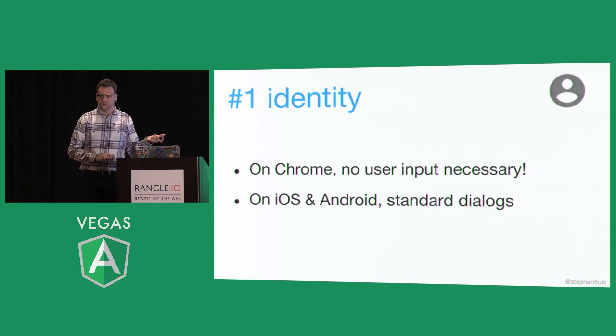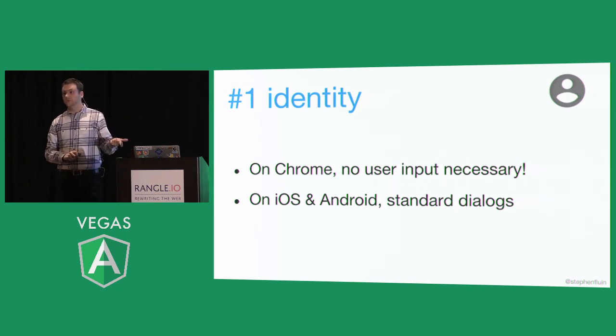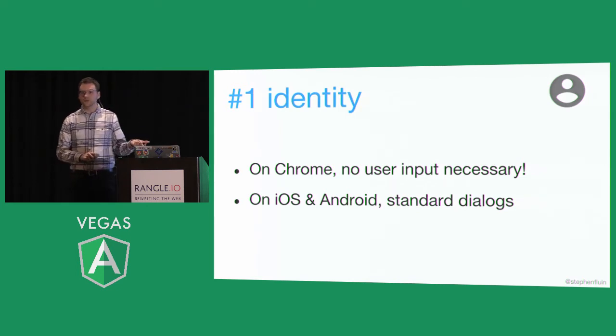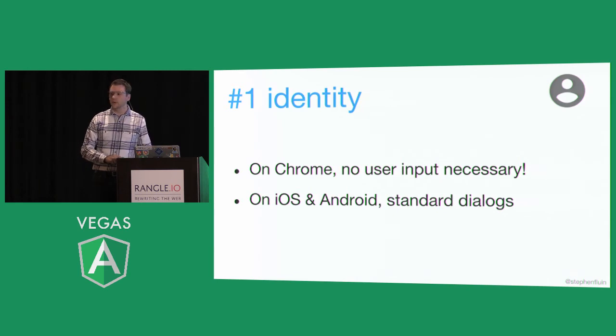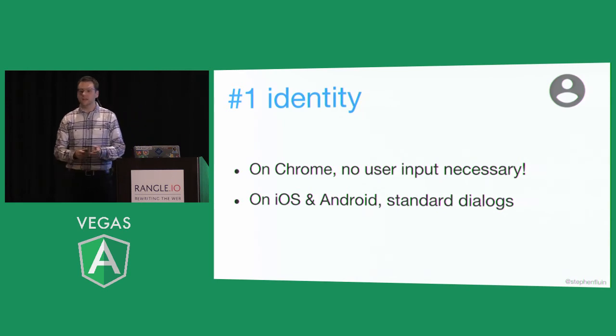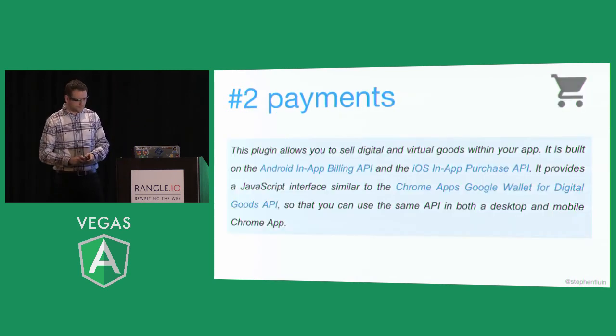So on Chrome, just to summarize, you get no input even necessary. And then on Android, you're going to get that standardized dialog. And then on iOS, you're going to get the same dialog that any of the Google applications use.